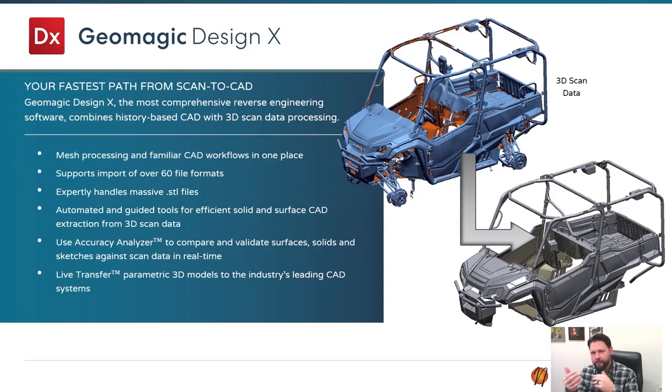A few other nice points about Design X. We've got automated and guided tool sets, which you'll see here in a video in just a moment. At any point along the way, we can check our CAD accuracy to our scan with the accuracy analyzer, so you can make sure that your CAD file is going to be as accurate as possible. And then once you're all wrapped up, we can do the live transfer tree to your favorite CAD program, let's say you're using SolidWorks or something like that.